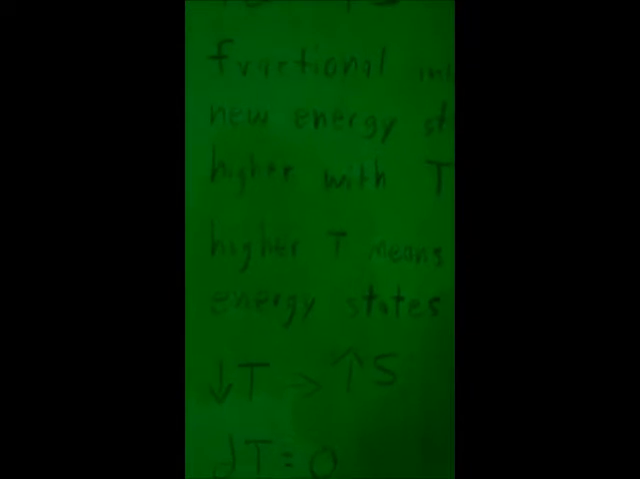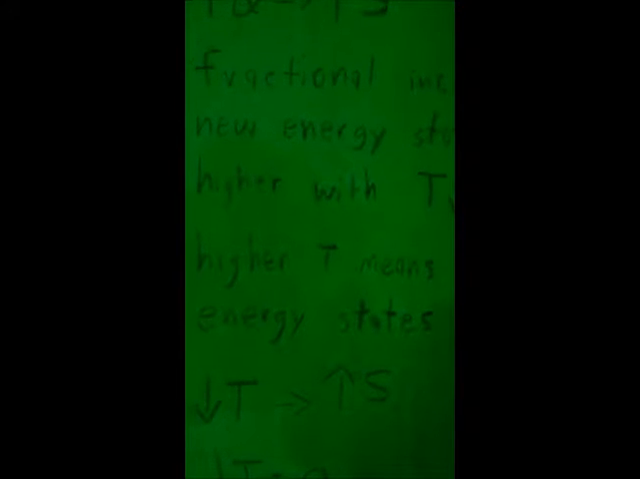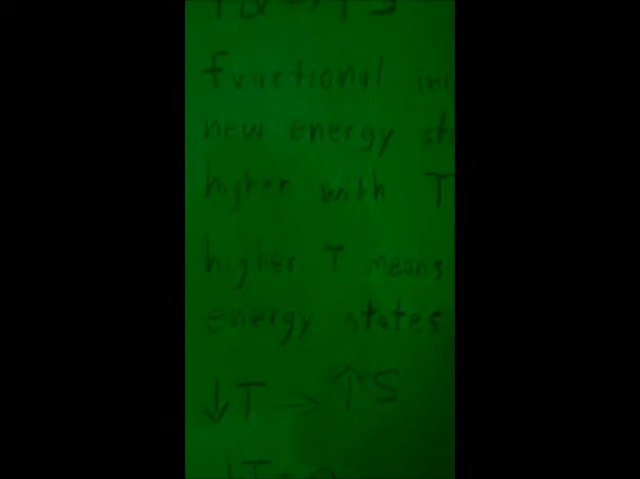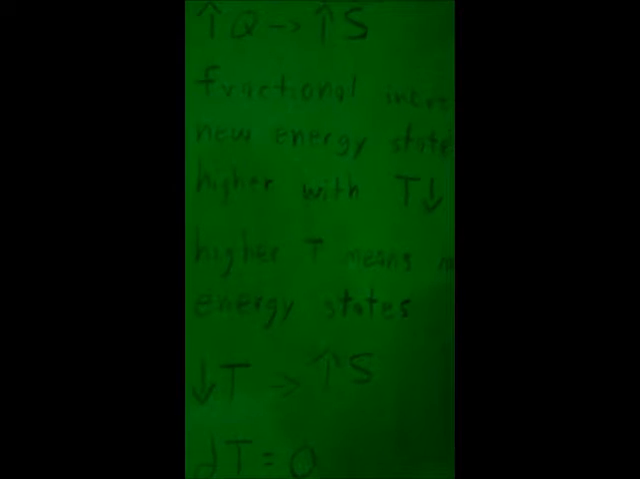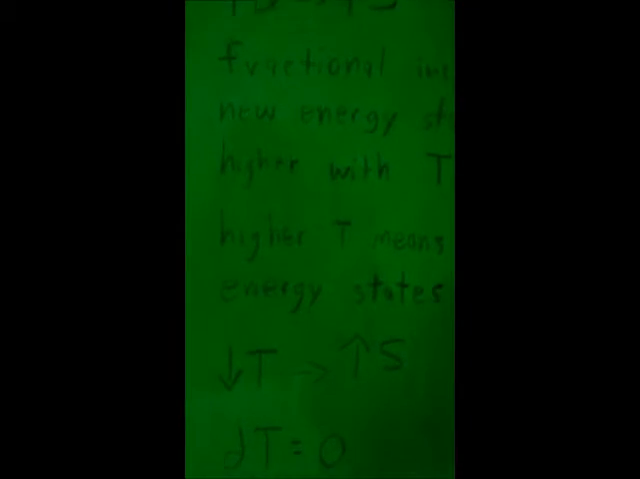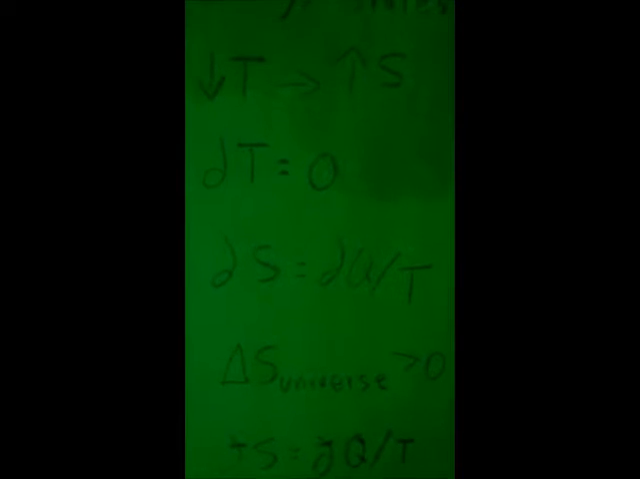Now how does temperature relate to entropy? Well, let's see. The fractional increase in new energy states is higher with lower temperature, since a higher temperature means more energy states. So that means if you have a lower initial temperature and you add some heat to the system, then the entropy change will be higher than if you had a higher initial temperature when you added the heat to the system. So we're also going to say when we add that heat to the system, the temperature change is so low that it's basically equal to 0. So for our case, since Q is proportional to S, and T is inversely proportional to S, we can put the T in the denominator and the Q in the numerator, so we have dS equals dQ divided by T. And we're also going to have to look at the second law of thermodynamics.